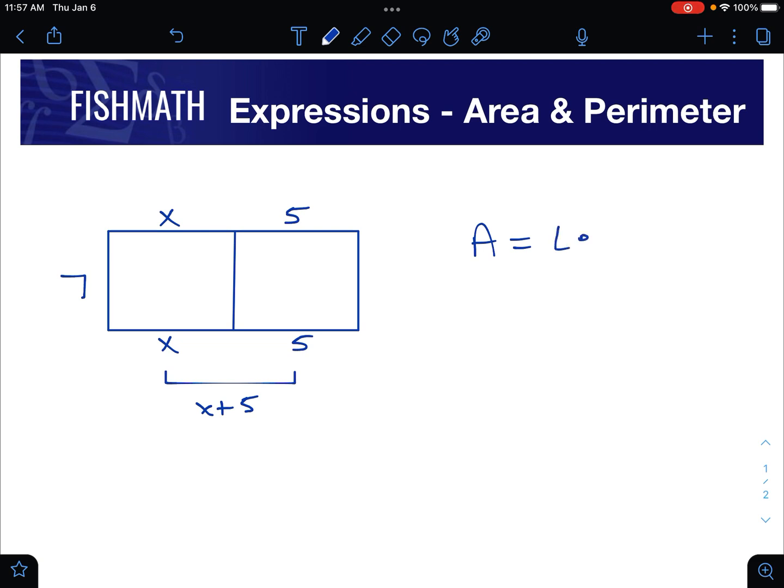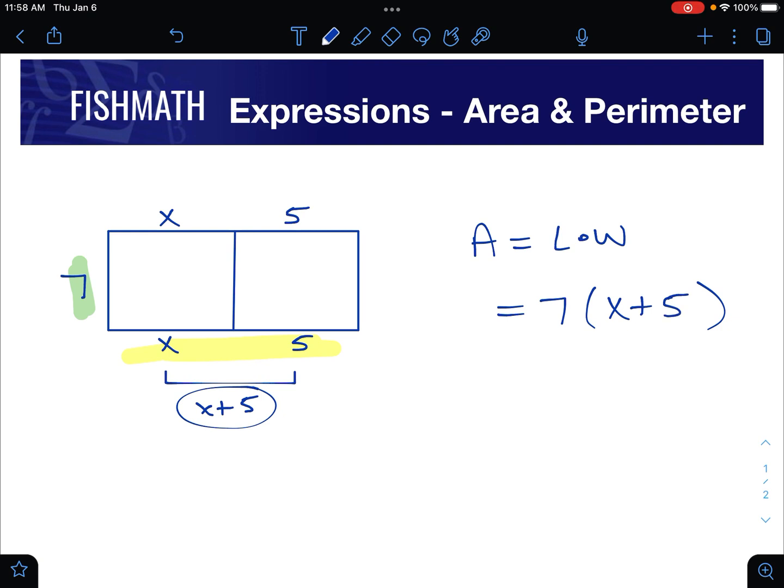So to find the area of this shape, I'd have to do length times width, because area is always length times width. It doesn't matter what you call length and width. I can call this side the length, and the other side the width, or vice versa. I'm going to use the 7 first. So 7 times the width. In this case, the width is not a number. It's not a variable. It's actually an expression. It has an x and a 5. The whole thing is x plus 5. So the area would be 7 times x plus 5.